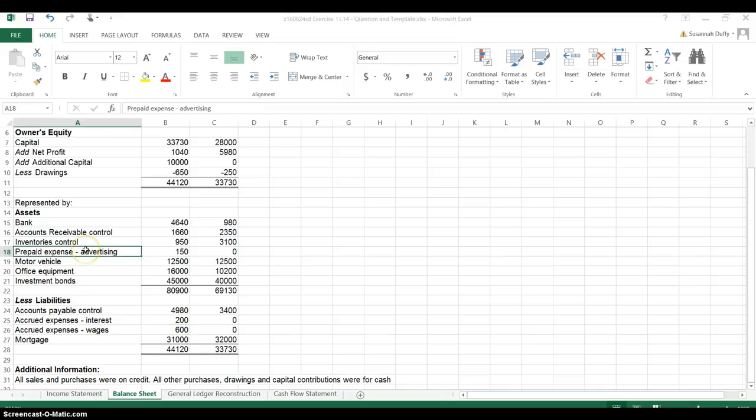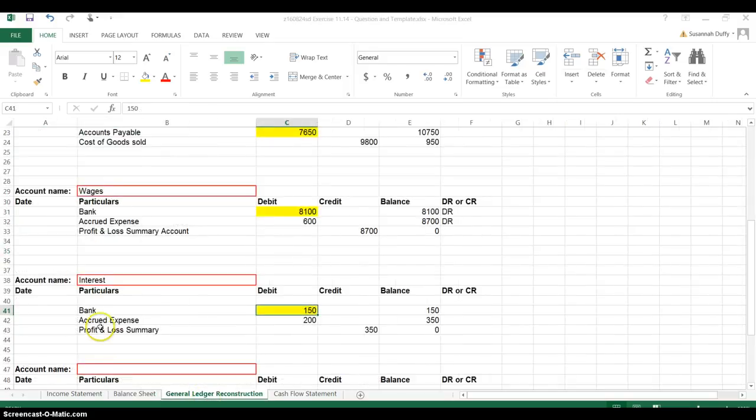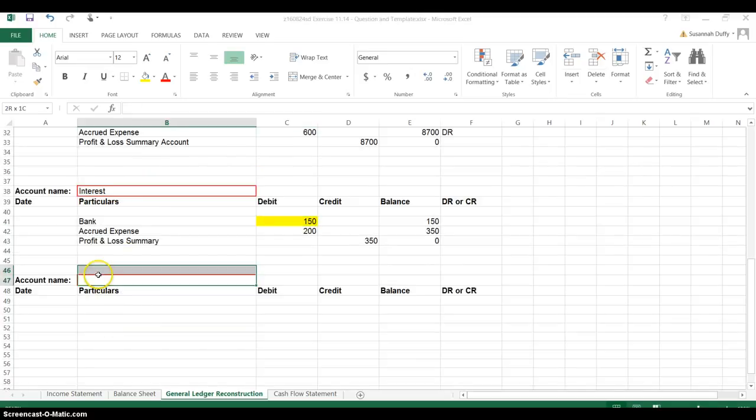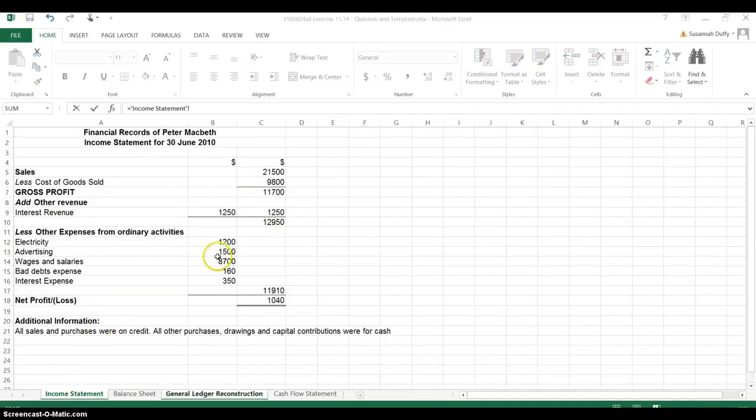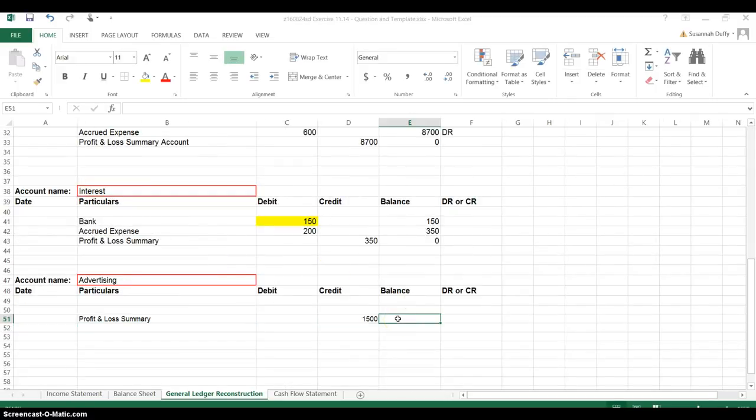So if we go over to our balance sheet and just check, there are no others. Okay, there is a prepaid expense for advertising. So what that means is we need to reconstruct the advertising account. Advertising. Okay, so we know the figure that we closed off to the profit and loss, which is straight from the income statement. Equal income statement, find out our advertising, 15,000, which gives us a balance of nil.